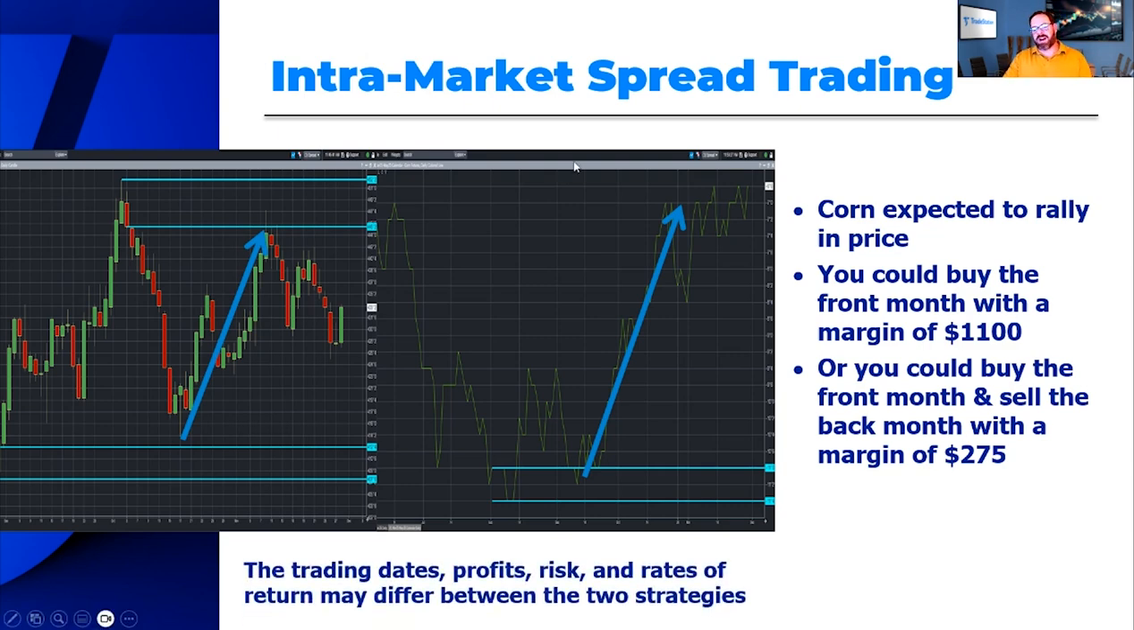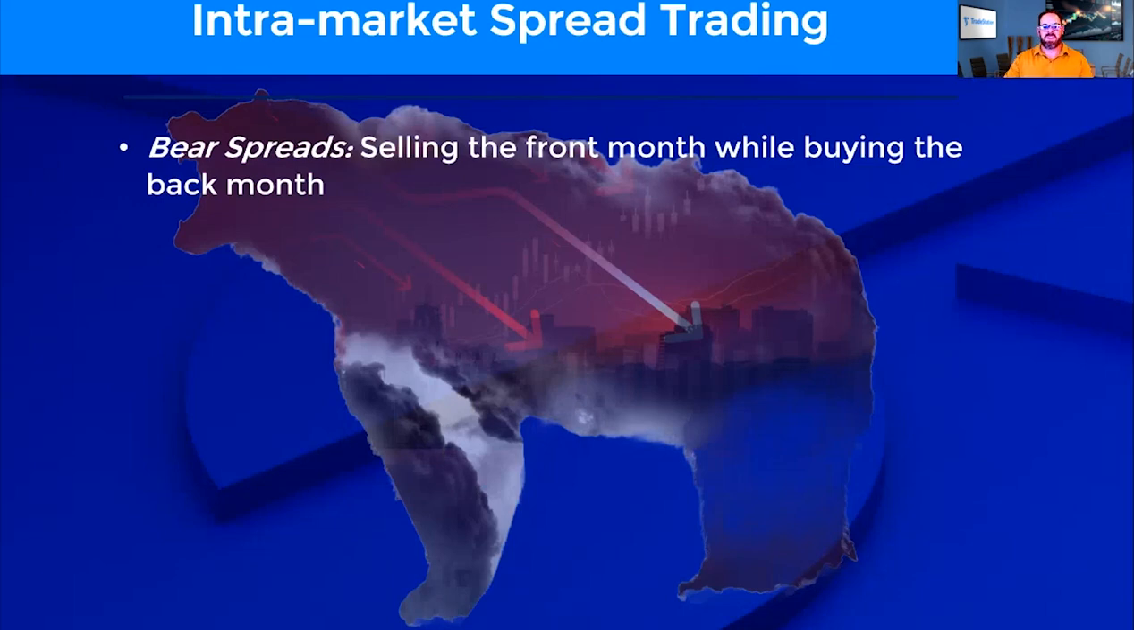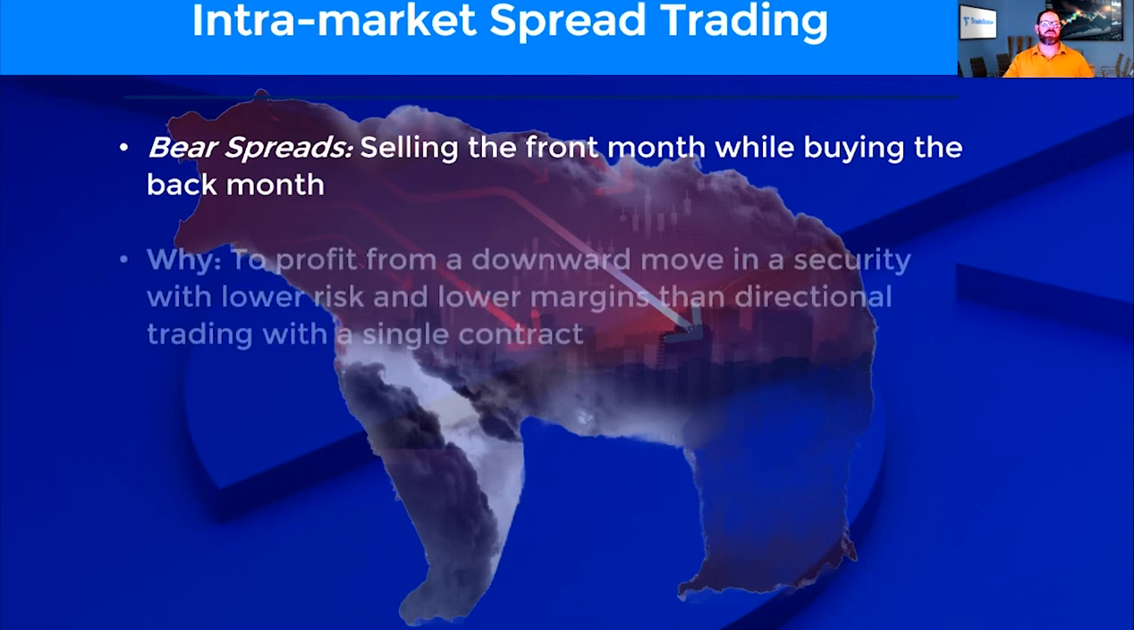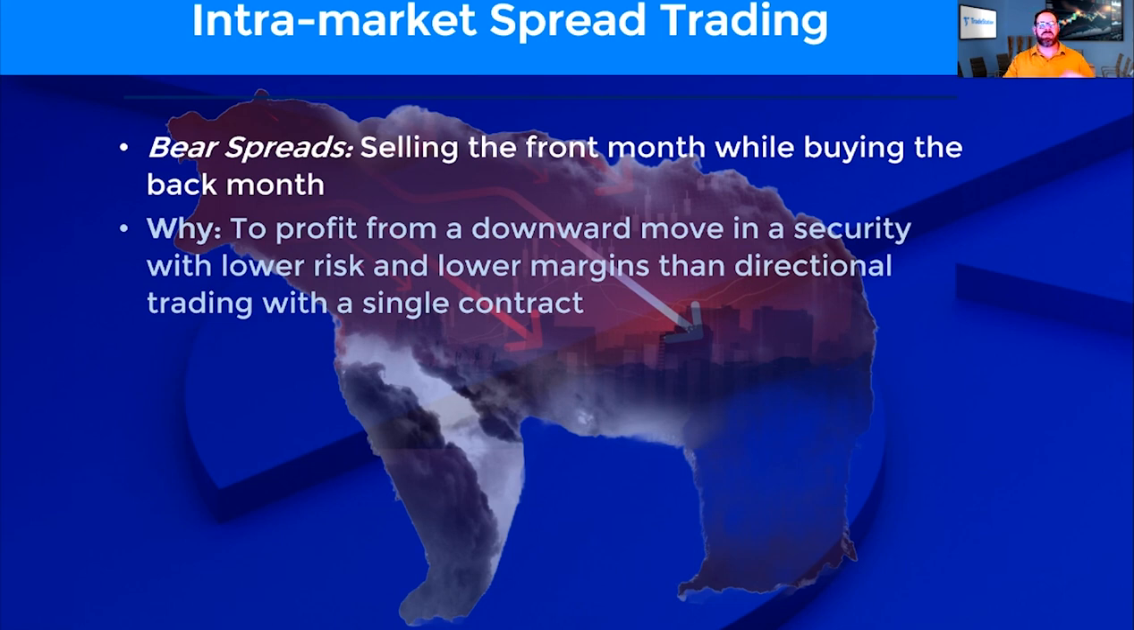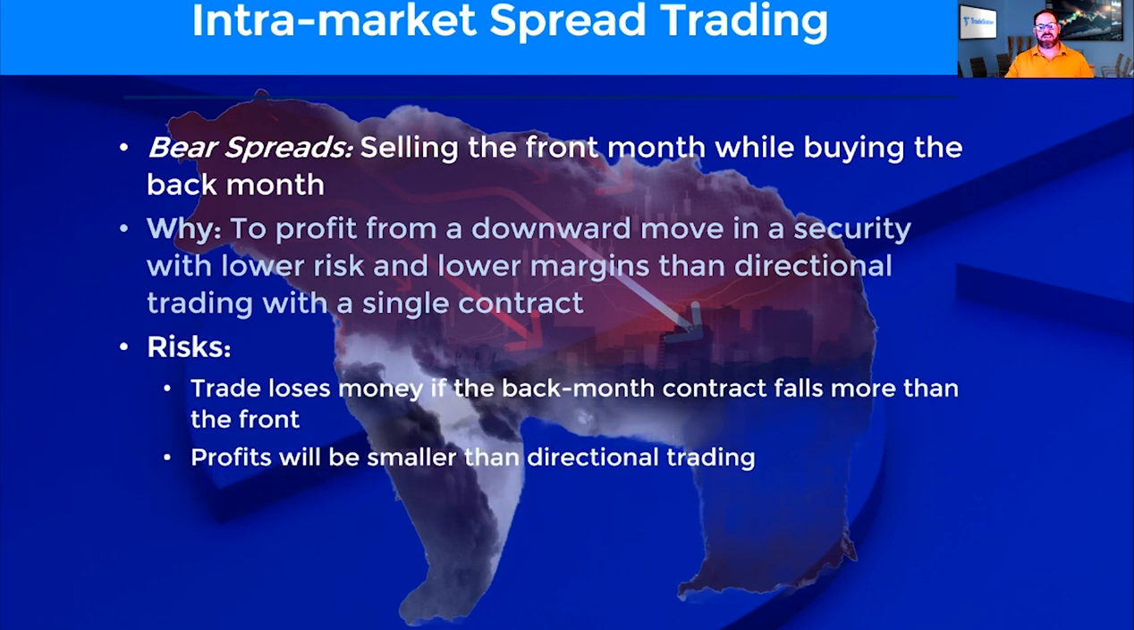Now, the trading dates, the profits, and the risks of the different strategies are going to be a little bit different, of course. But the main thing we look at is that there are decent rates of return with limited capital participation when it comes to the spreads. So a bear spread would be doing the opposite, where you sell the front month while buying the back month. The reason we expect the front month to move down further and faster is because it has more volume, it's more actively traded, and we do this with lower margins than if we had done just the single contract. Obviously, this can lose money if the back month falls faster than the front.